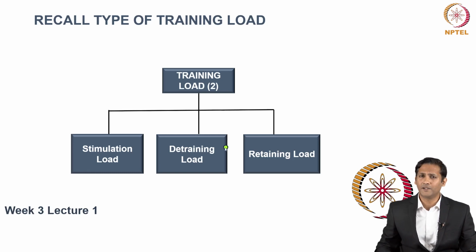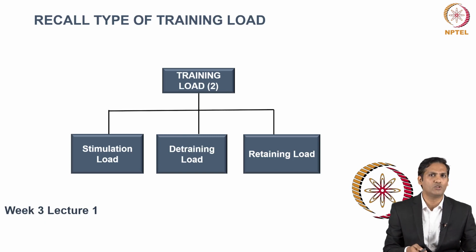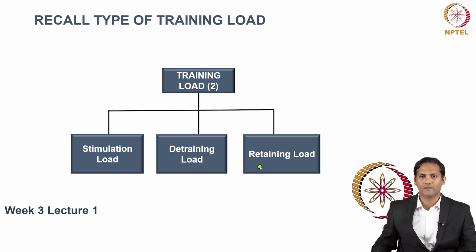On the other hand, the detraining load is a training load which is much less than the athlete's capacity, or much less compared to the previous session or previous week. And finally, the retaining load is giving a training load which the athlete is familiar with, or a training load which is the same as that of the previous session or previous week.